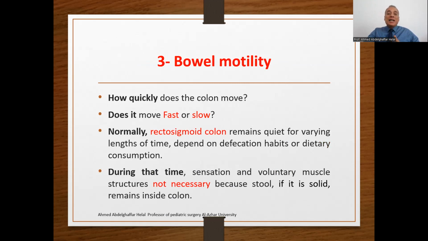How quickly does the colon move? Is an important question. Does it move fast? Does it move slow? Normally, the rectosigmoid colon remains quiet for varying lengths of time depending on the defecation habits or dietary consumption of an individual.